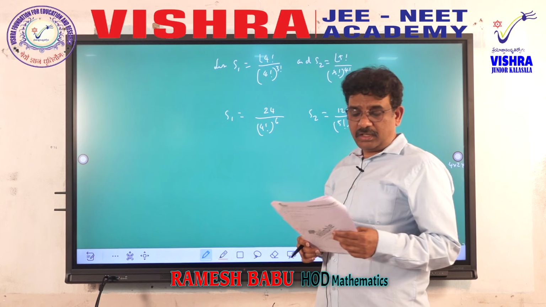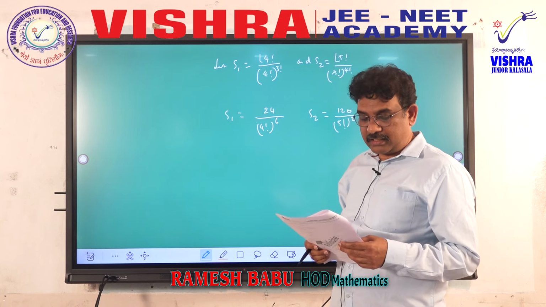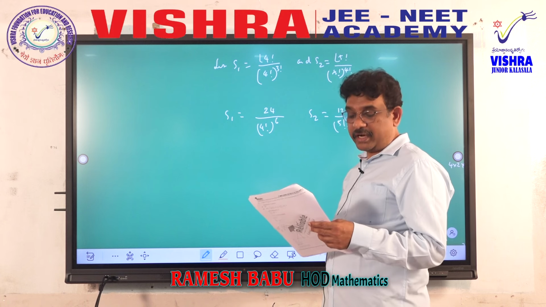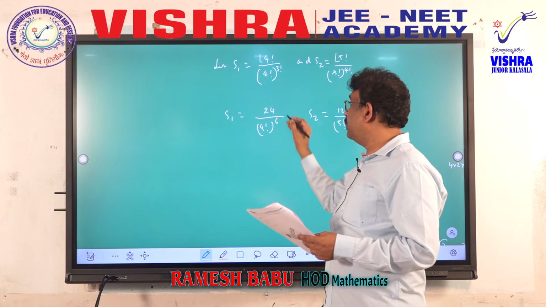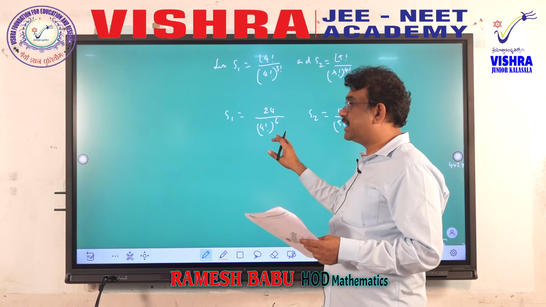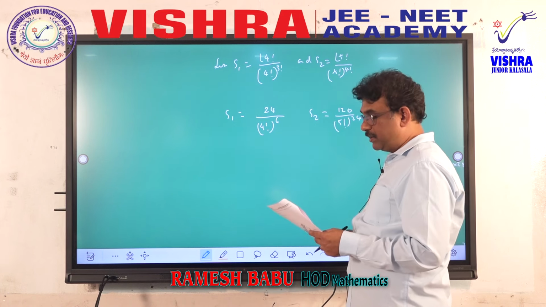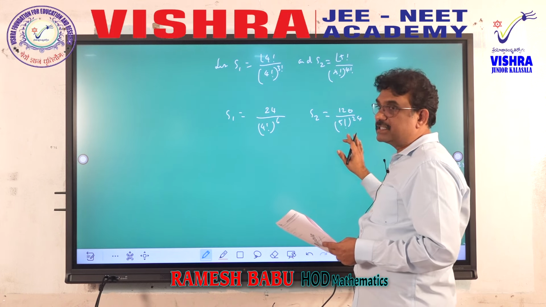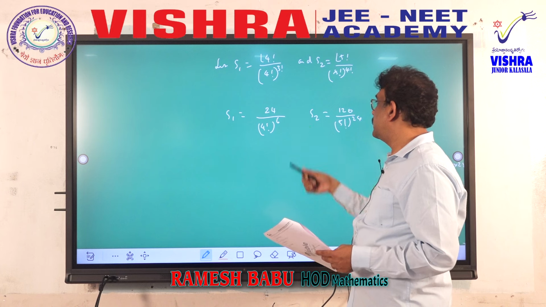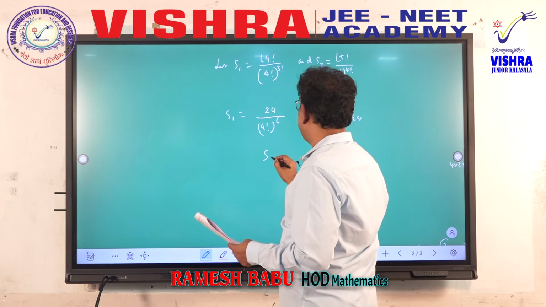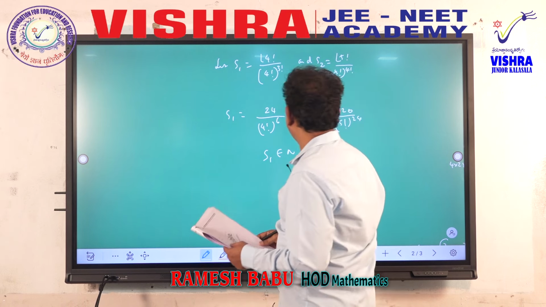Now the first one, S1, is making 6 groups of 4 each, that is 24 by 4 factorial whole power 6. So that is distributing 24 articles to 6 members, 4 each. Here, distributing 120 articles to 24 members, 5 articles to each person. They are natural numbers. So S1 is a natural number, S2 is a natural number. Therefore S1 belongs to N and S2 belongs to N. So the second option is right here.